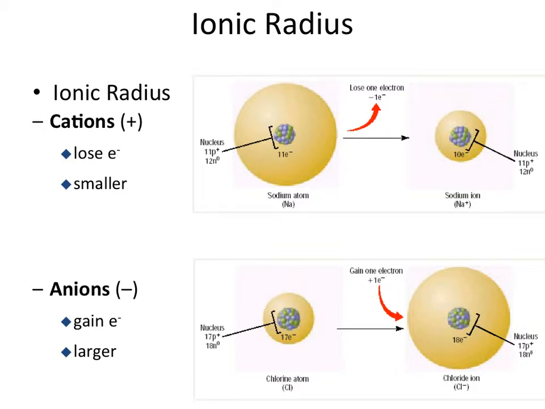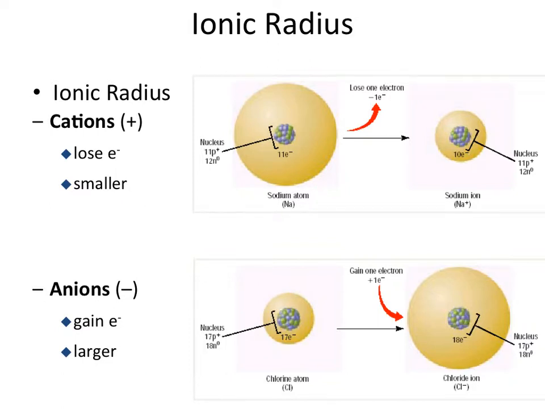Because of that, you see a size difference between your neutral atom and your ion. So basically, the effective nuclear charge is going to be greater in the sodium ion because there are fewer electrons and the same number of protons. So those protons are going to pull more tightly. So when you lose an electron to form a cation, the cation that you form is going to be smaller than the parent atom, being the sodium atom.